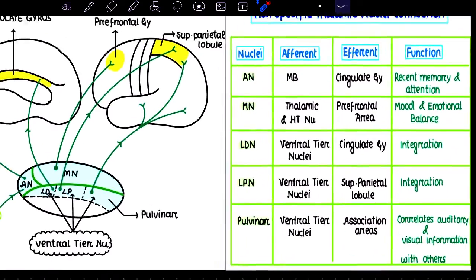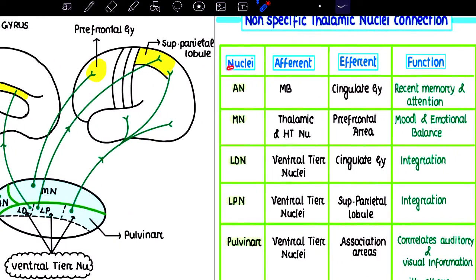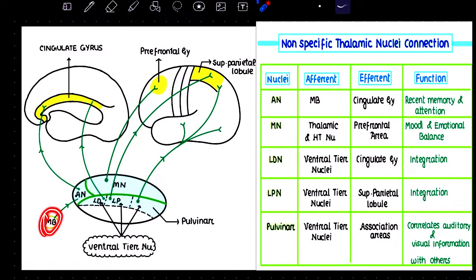So now the same thing is written right here. That means the anterior nuclei receive afferent from the mammillary body and send efferent to the cingulate gyrus. And they have different functions, so the function needs to be mentioned right here. The function of the anterior nucleus is recent memory and attention. That means it is performing a RAM-like function.